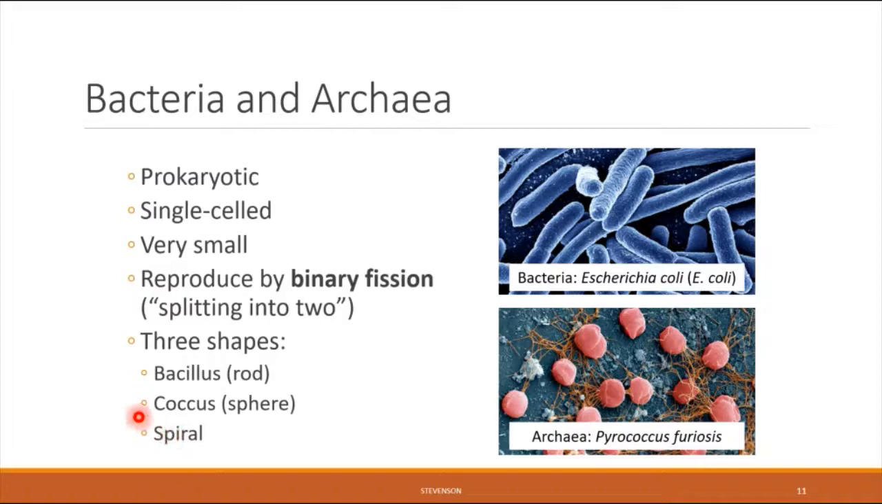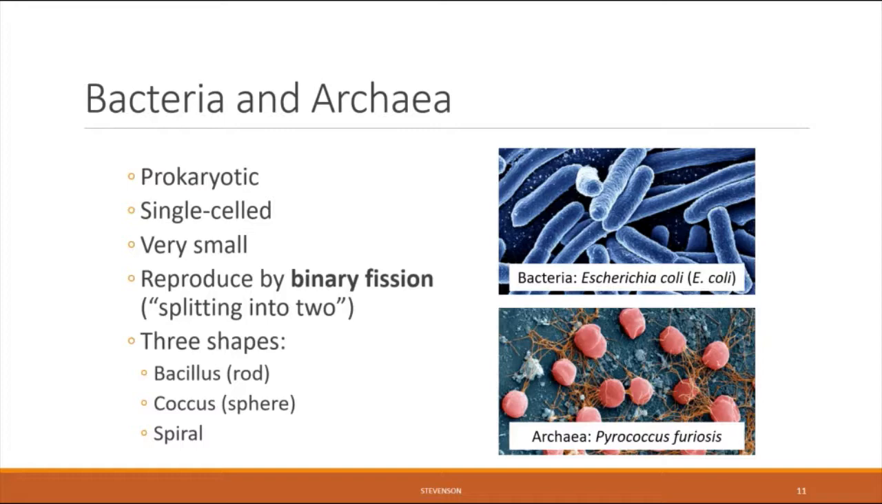The next type is coccus, which are sphere-shaped bacteria. A good example that you can see on the slide here is the archaea Pyrococcus furiosus, and you can see that these are spherical-shaped little cells. And then the third type is spiral-shaped bacteria, which you can probably imagine what those look like. So these are ways in which bacteria and archaea are similar.